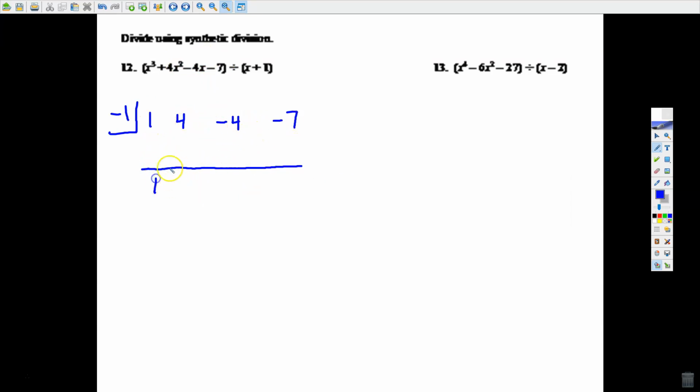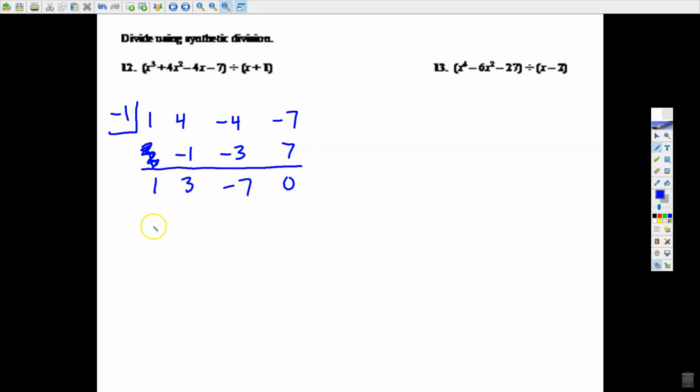All right, so bring down the first number. Nothing ever gets written here. Multiply times the number in the house, and then with synthetic division, you're adding. So 4 plus -1 is 3. Multiply 3 times -1, that's -3. Add -7. Multiply gives you +7, and we get a remainder of 0. So remember, if I divide into third degree, which I did, then this result should be second degree.